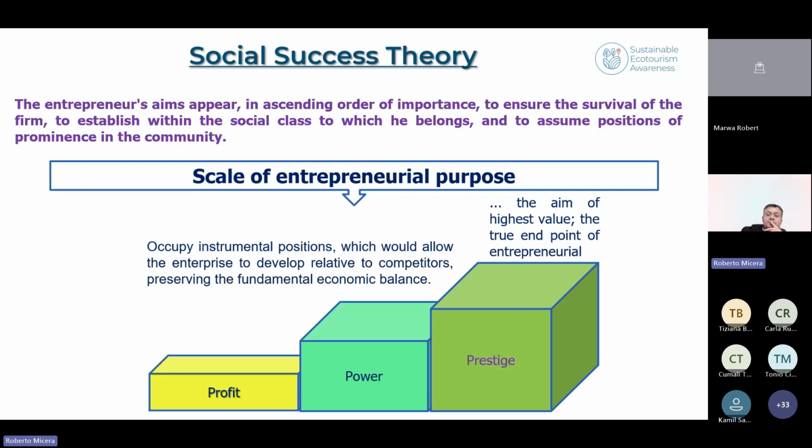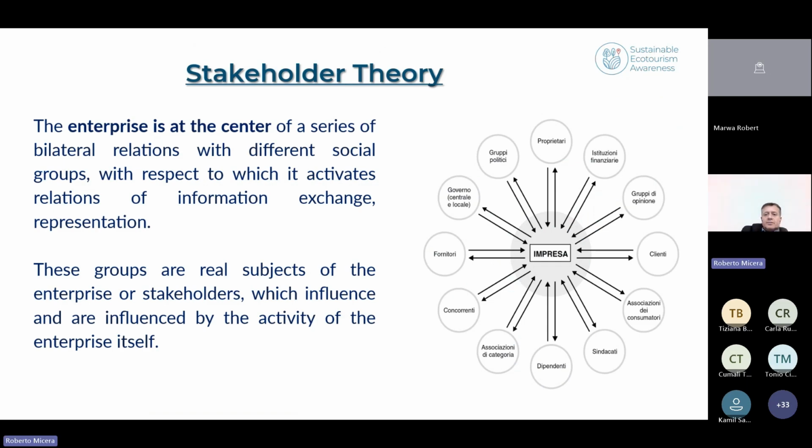And finally, the aim of the highest value, the true end point of the entrepreneur, is prestige, that is linked to identity, linked to the social aspect of the social role of the firm in the context, in the society. Okay. Sorry for the Italian on the slide. This is a figure from the Italian book.